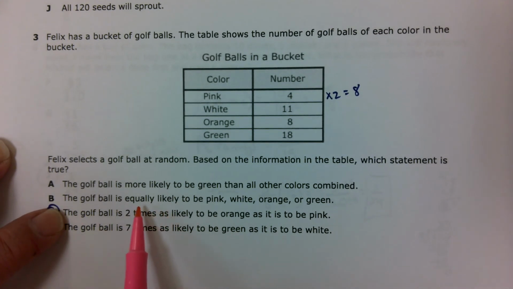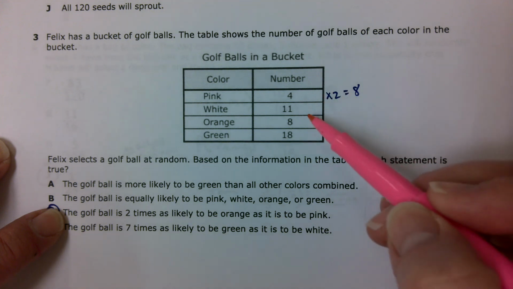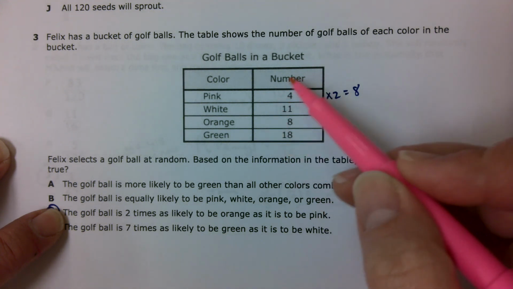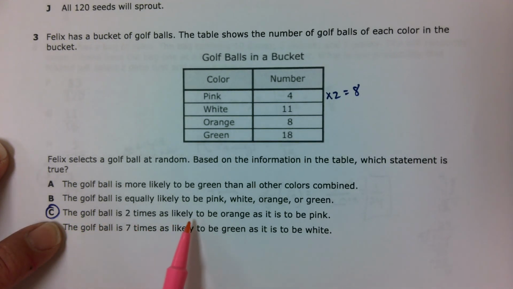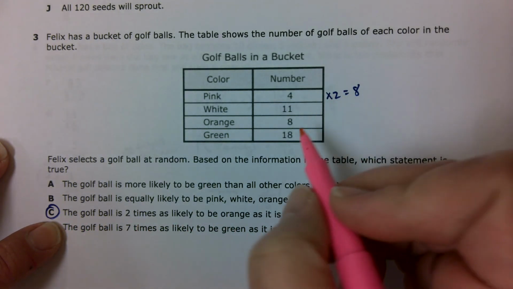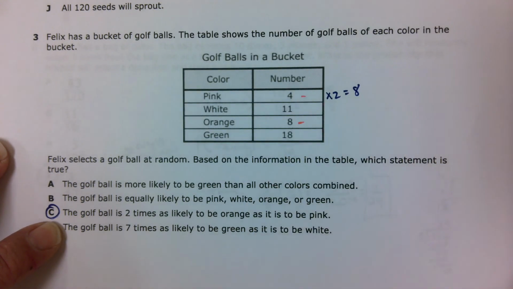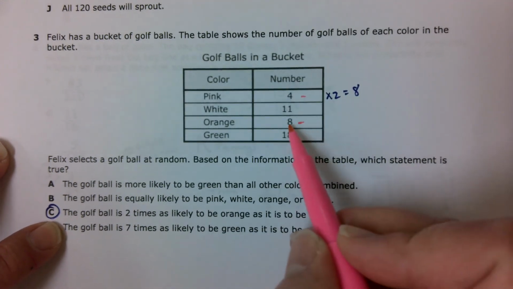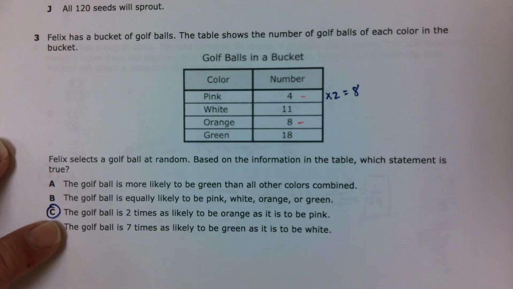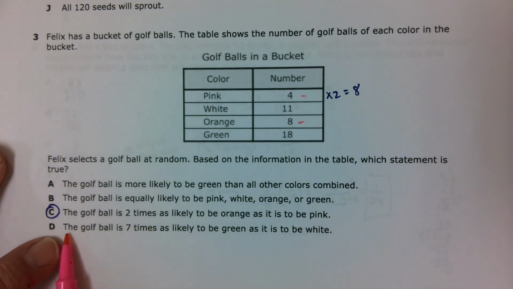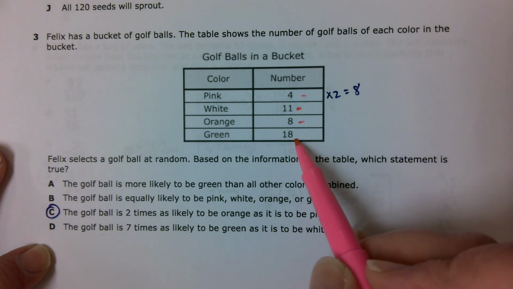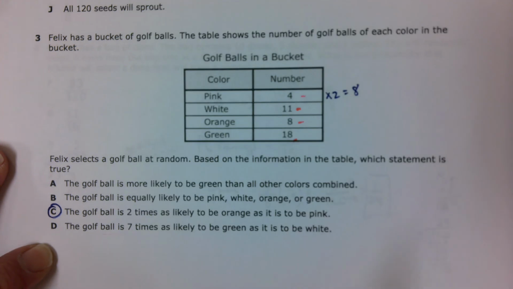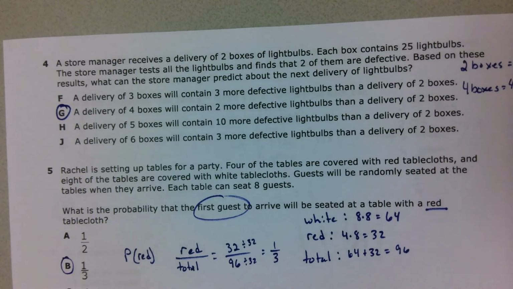B, the golf ball is equally likely to be pink, white, orange, and green. These would have to all have the same number in there, and they don't. They have different numbers for all of them. C, the golf ball is 2 times as likely to be orange as it is pink. So orange is 8 and pink is 4. If I multiply 4 times 2, I would get that. So yes, it is twice as likely. D, the golf ball is 7 times as likely to be green as it is white. That means I could multiply this by 7 and get the amount of green, which I do not have. That is not true.